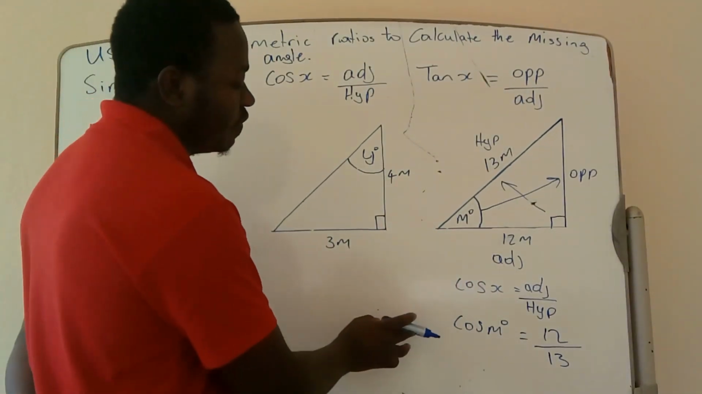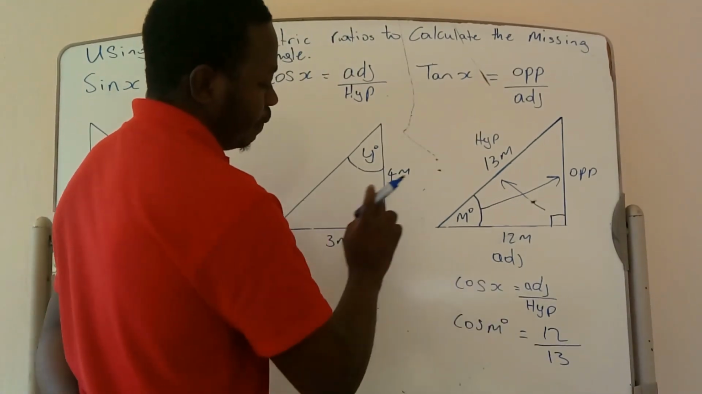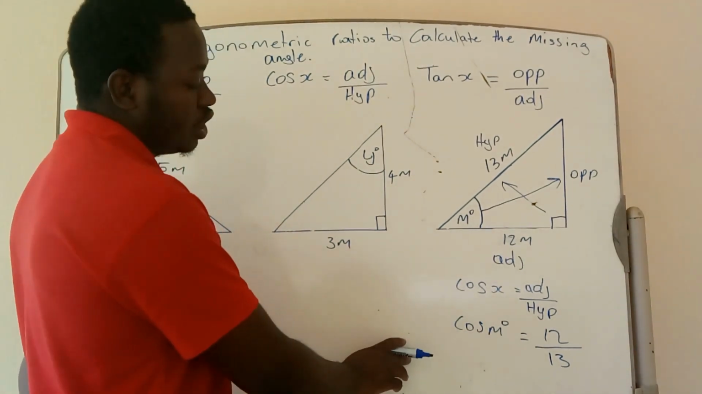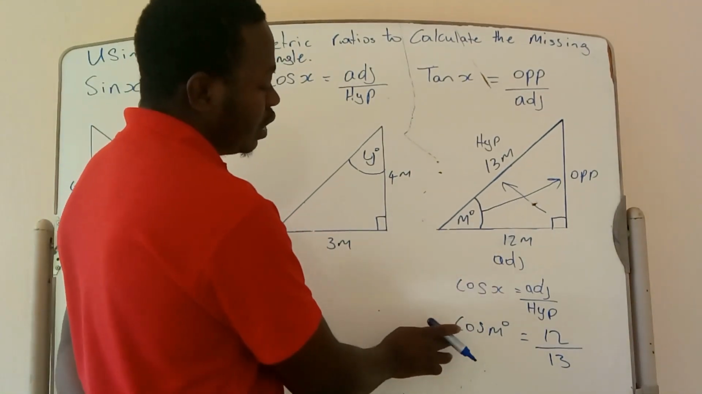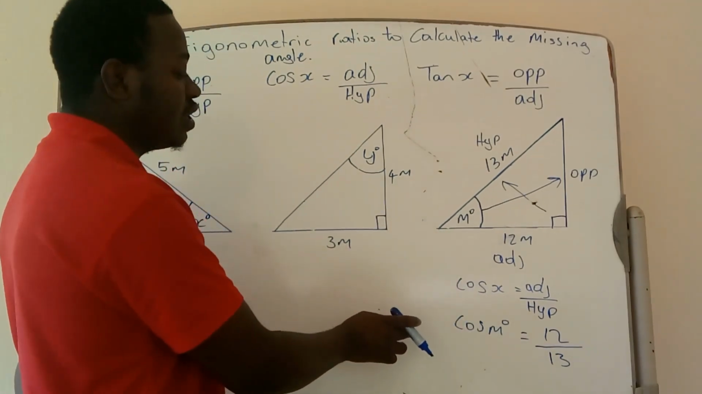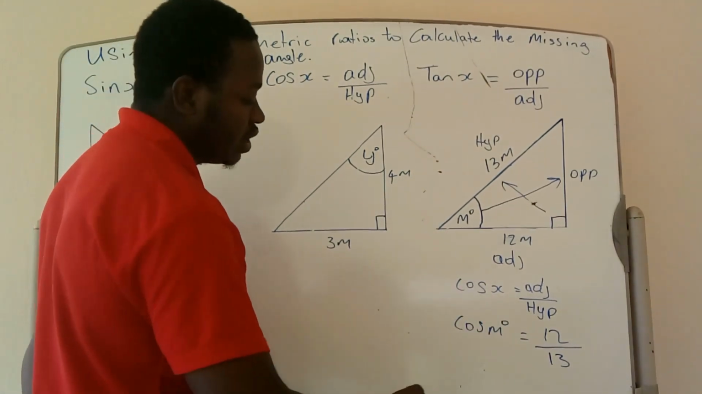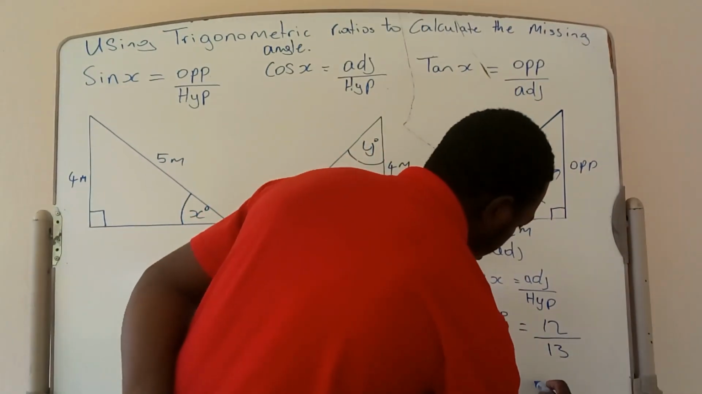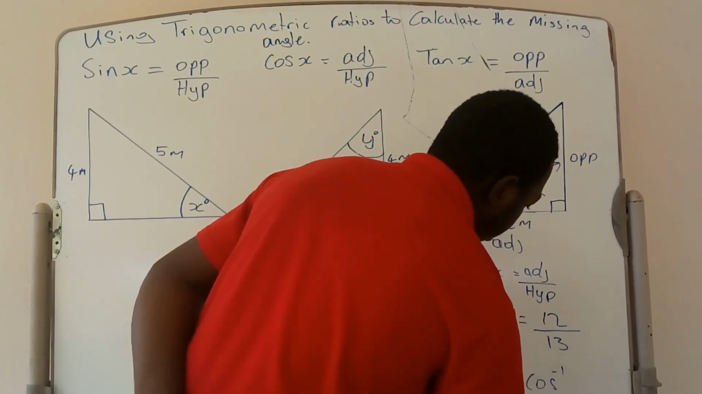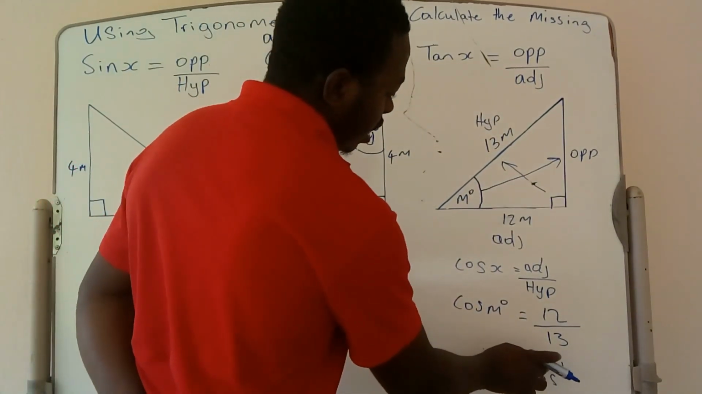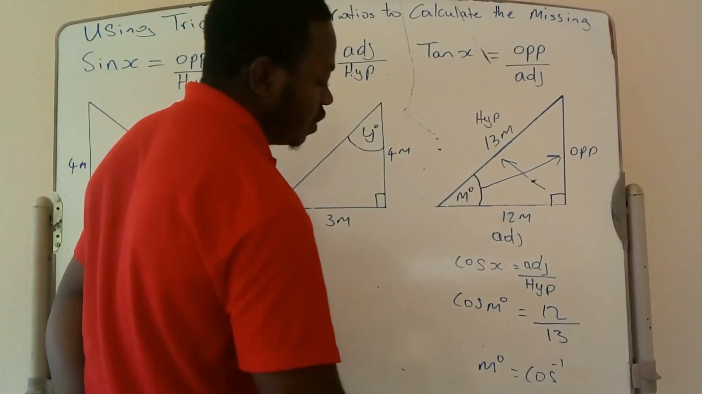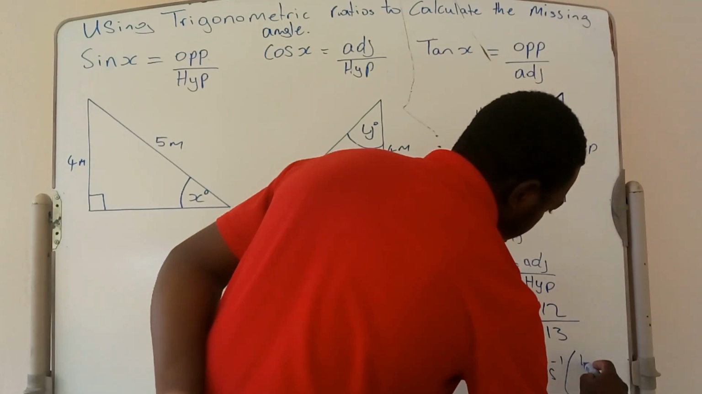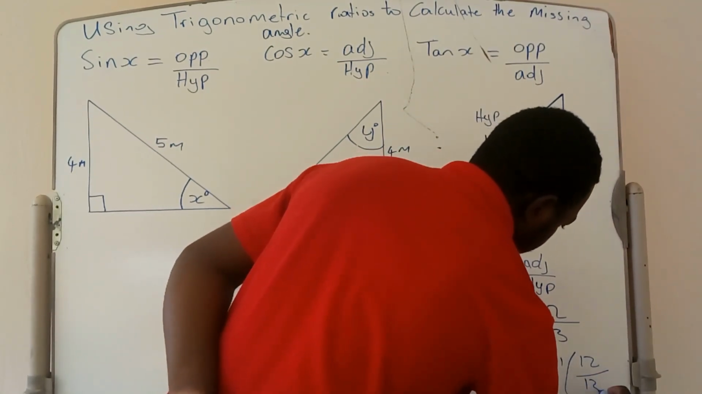Now, how am I going to find the angle M degrees? You have to use the inverse function. I want to find the angle, and I want to get rid of this cos here. So I need to take cos inverse of both sides. On this side, I'm left with M degrees is equal to cos inverse, and you put a little -1. So you write cos and -1 for cos inverse. All of that in bracket, you put 12 over 13, which is 12 divided by 13.